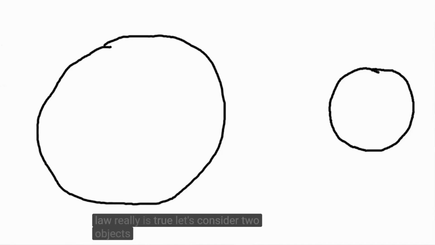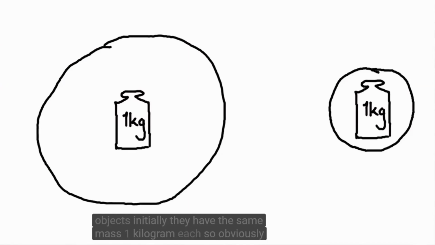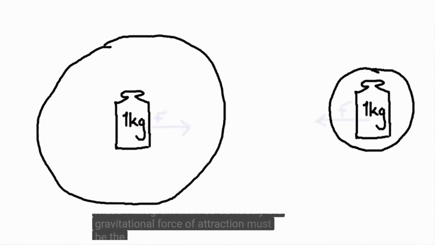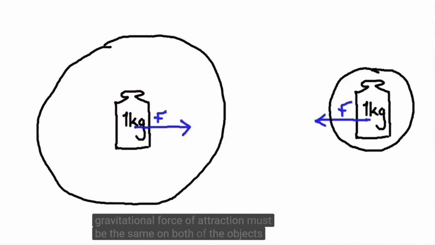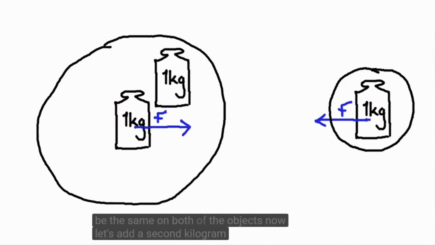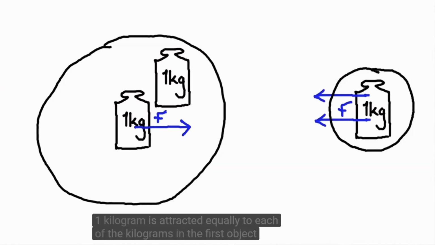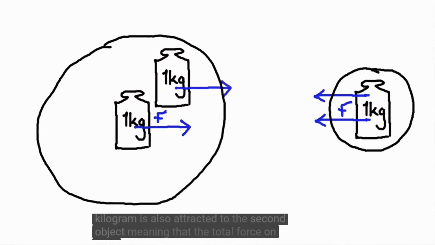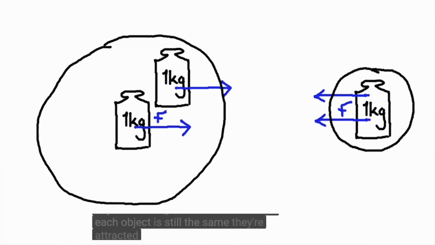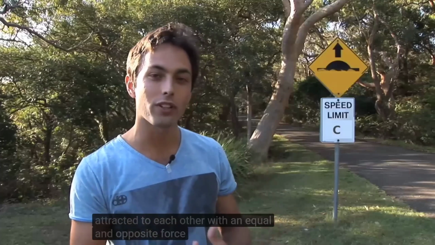Let's consider two objects. Initially, they have the same mass, 1 kilogram each. So obviously, the gravitational force of attraction must be the same on both of the objects. Now let's add a second kilogram to the first object. The force on the second object will now be twice as great because that 1 kilogram is attracted equally to each of the kilograms in the first object. But what is often forgotten is that the new kilogram is also attracted to the second object, meaning that the total force on each object is still the same. They're attracted to each other with an equal and opposite force.